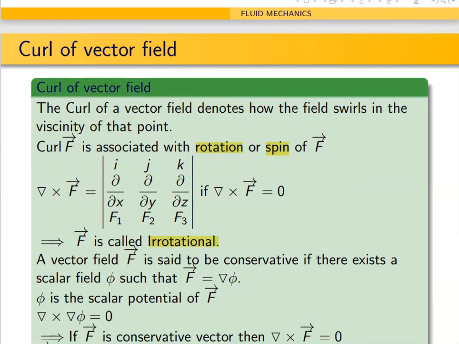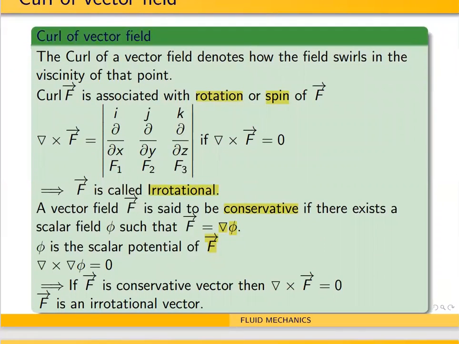A vector field F is said to be conservative if there exists a scalar field phi such that F is gradient of phi, where this phi is called the scalar potential of the vector field F, such that we get curl of gradient phi equal to 0. That is curl F equal to 0. That is, F is conservative. So a vector field F is conservative if F is irrotational. Let us see physically how they look.